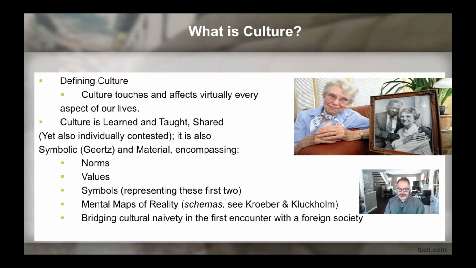That culture is learned and taught and shared, yes, yet also individually contested. That's very important, I think, to mention as well. We all aren't homogenized by culture. We react as well to culture. It's also symbolic, according to Geertz, and material, and encompassing norms, values, symbols. And one other thing I'm going to mention is mental maps of reality and schemas, which the book really doesn't go into. And we'll be talking about schemas a little bit further.